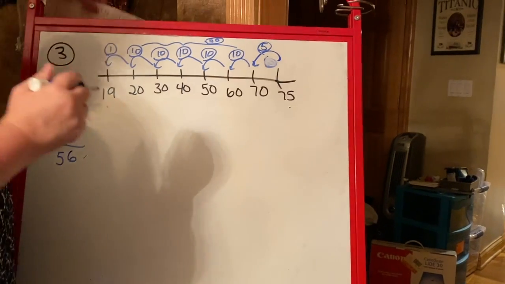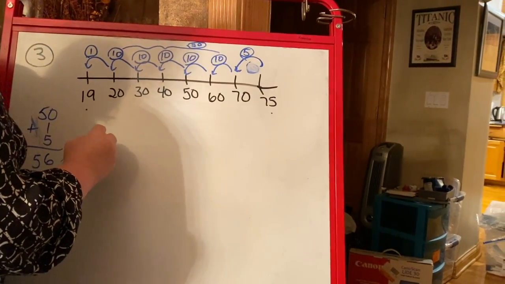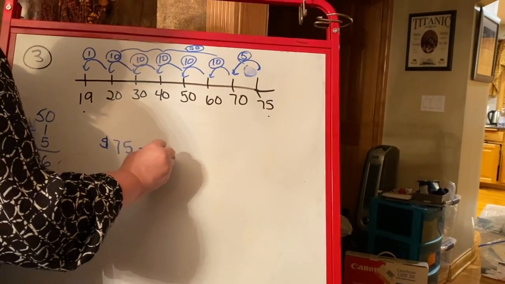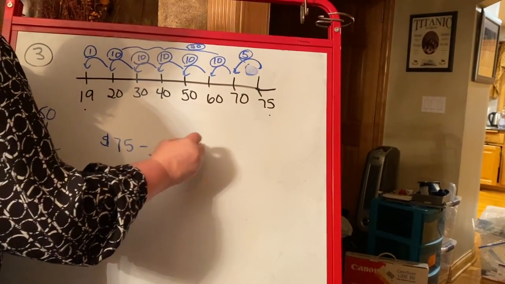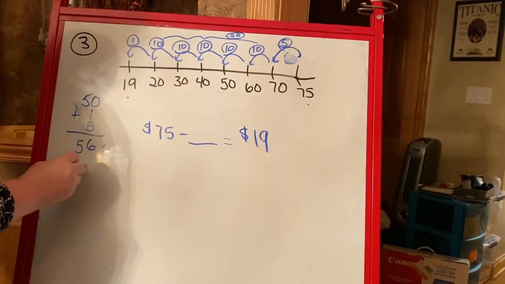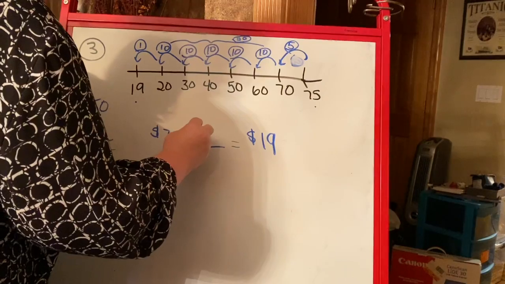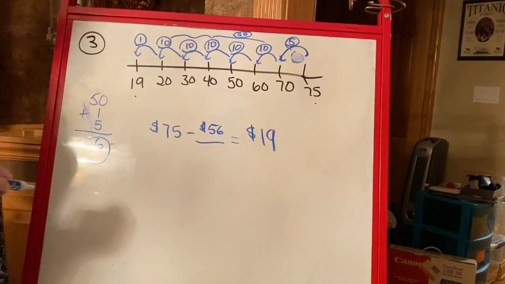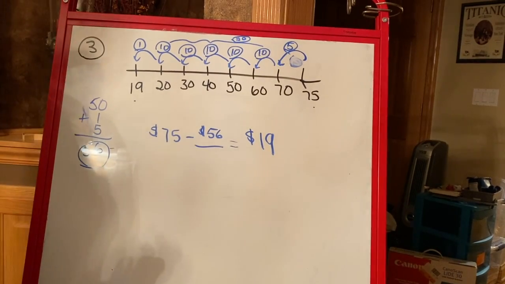So I have to make an equation, a subtraction equation. I know $75 was what I started with. I'm missing a part here, and I end up with $19. So how much did I spend? I spent $56. $75 minus $56 equals $19. So that's how you would solve 3.